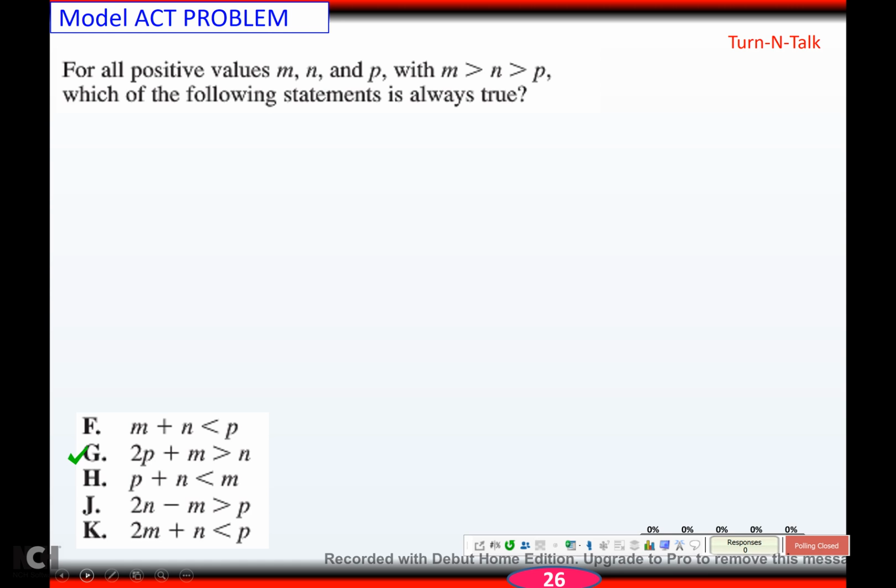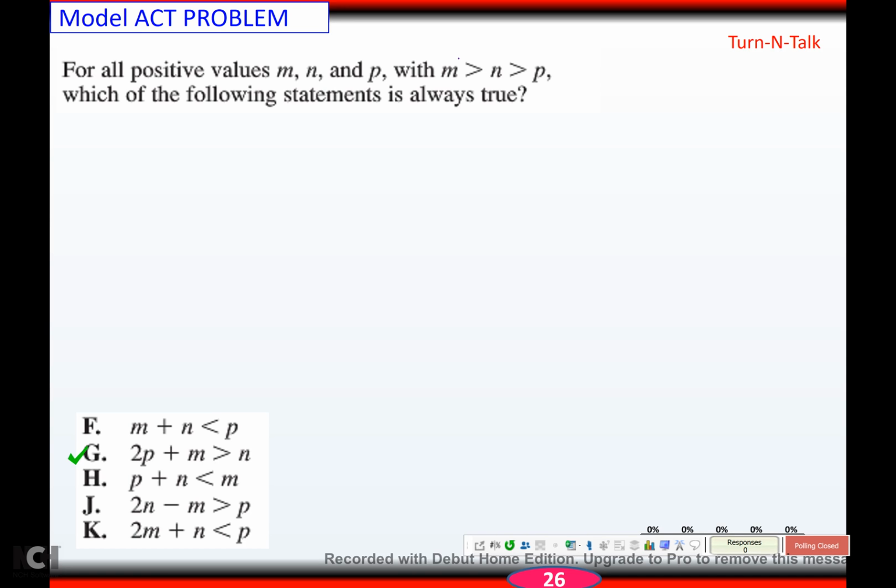And hopefully you got G. Okay, when I looked at this, it's like for all positive values M and N and P, all this says is that N is between M and P, with P being the smallest and M being the biggest. Which of the following statements is always true?